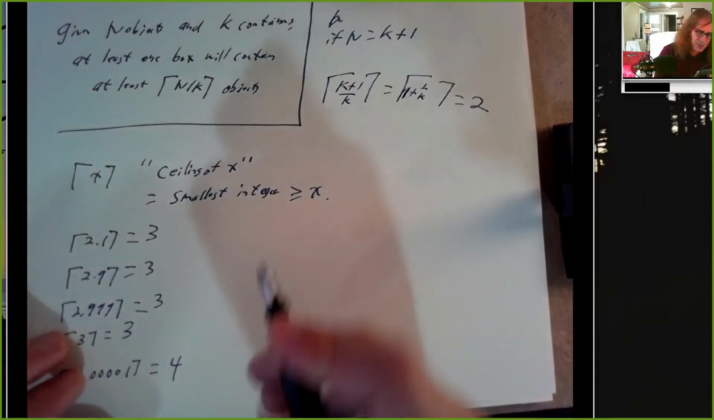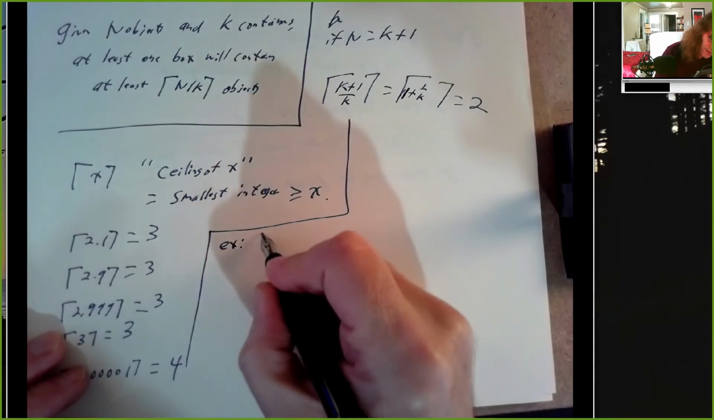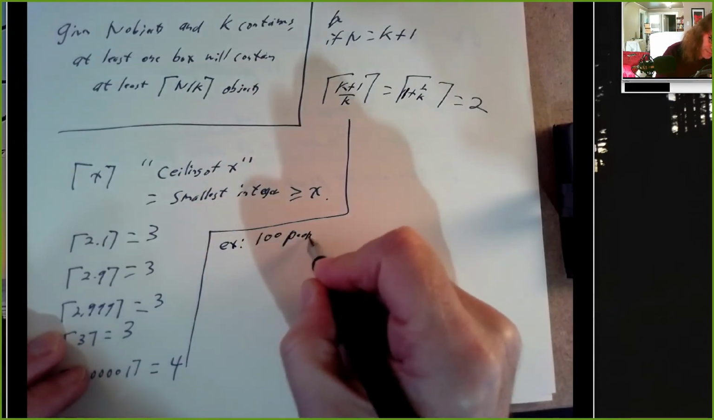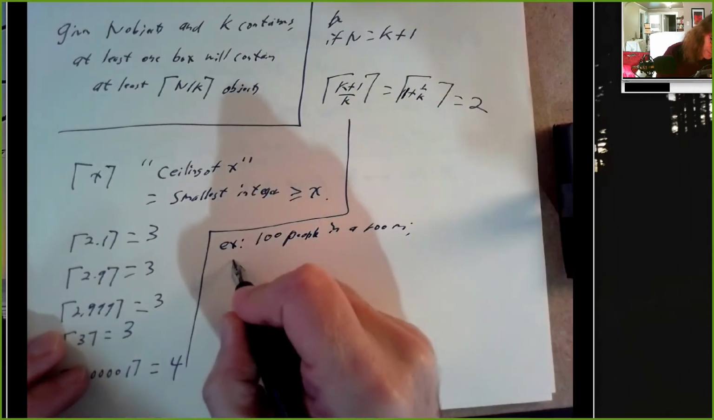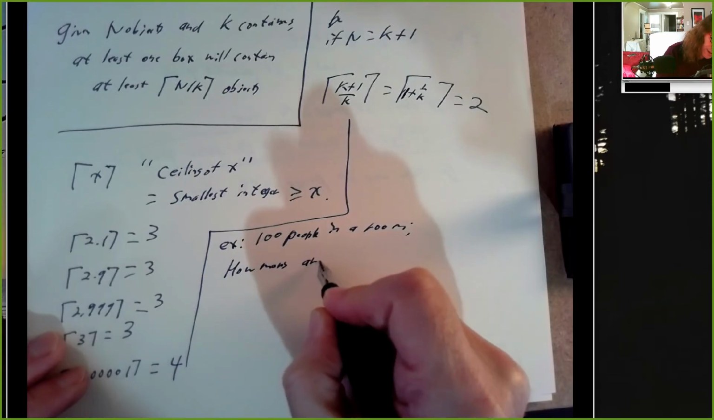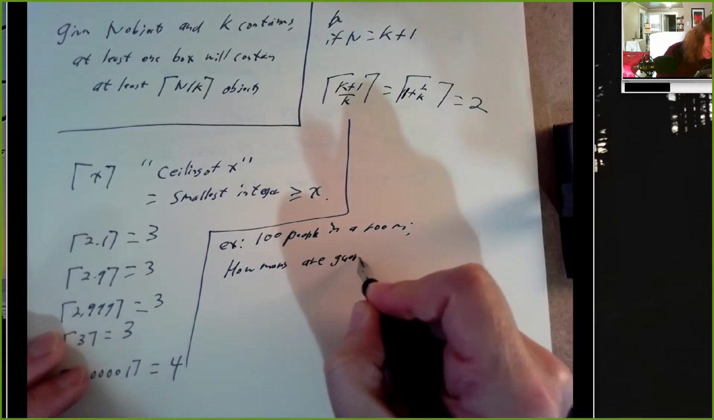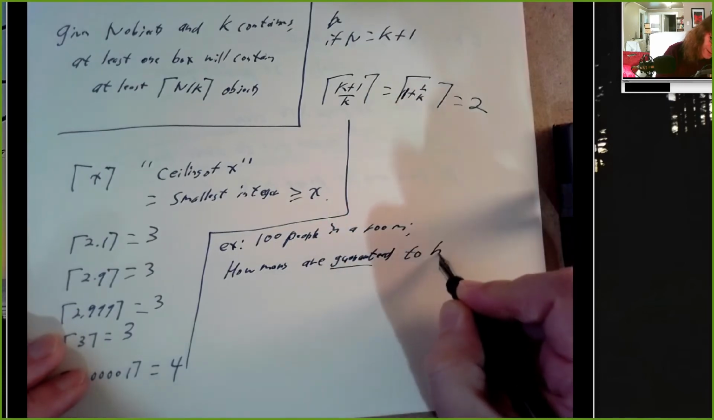So for example, 100 people in a room. How many are guaranteed to have the same first initial?